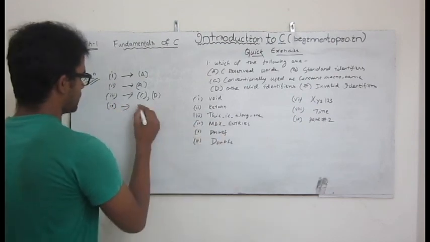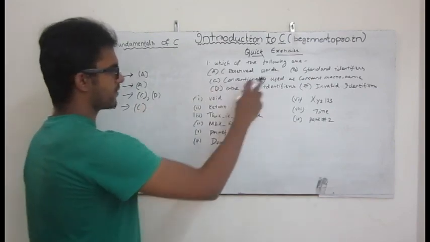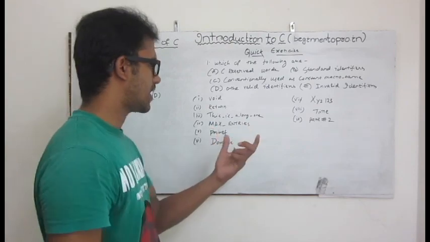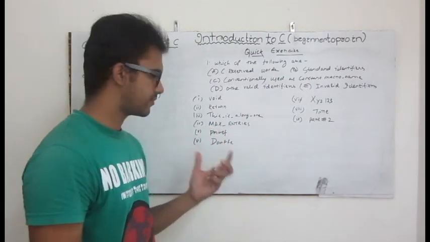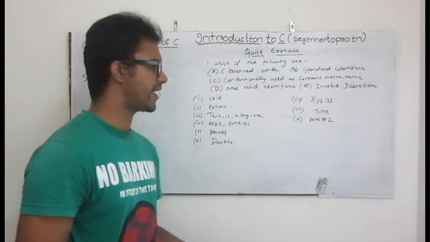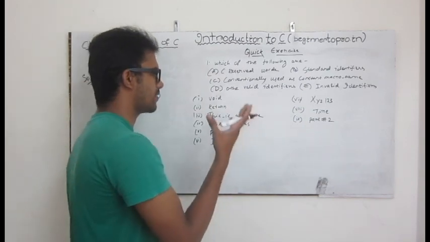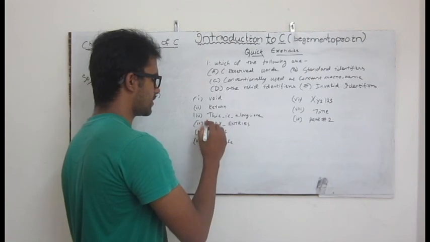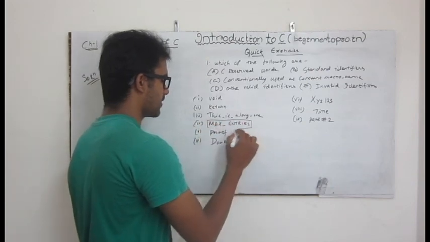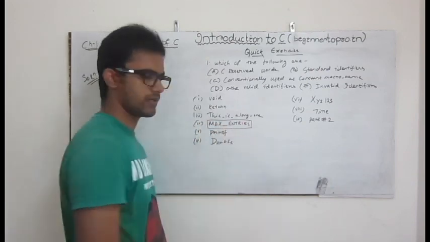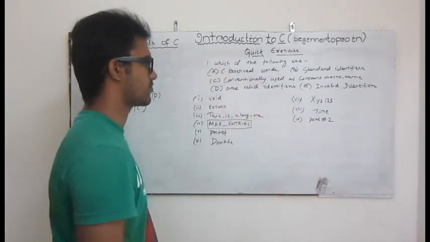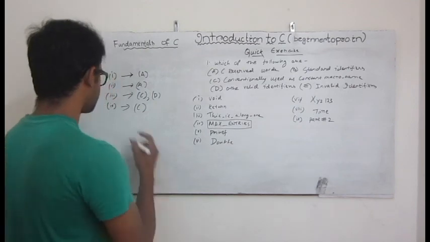Fourth one, max entries. This is only conventionally used as a macro name, because macro names are defined in capital letters. Wherever you see any name like this with an underscore, blindly select the option used as constant macro name.